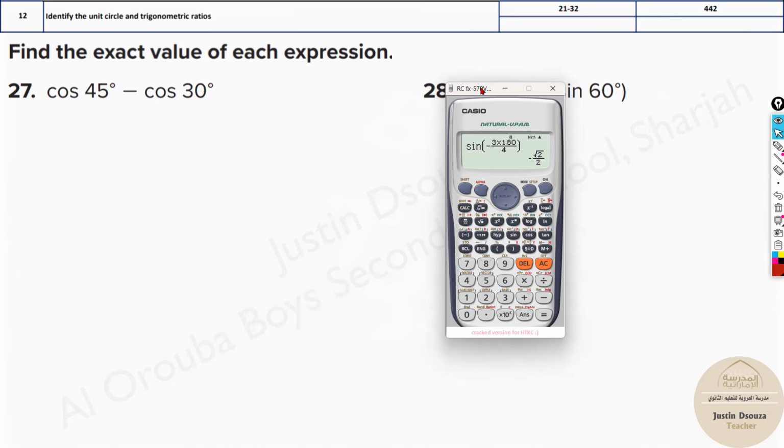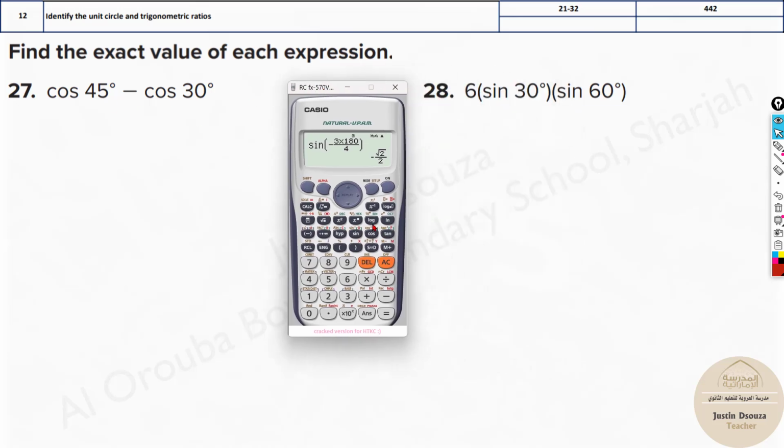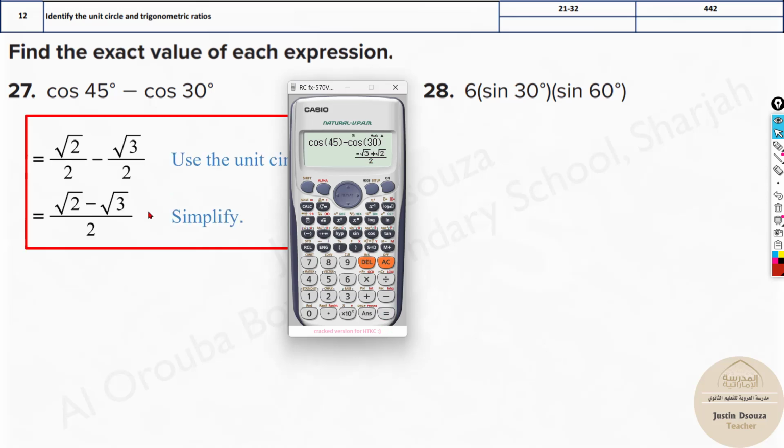Here, if you have to solve trigonometric expressions, that's also very simple. Write it out as it is, and cos 45 minus cos 30. You don't need to solve anything directly. They want the exact value. So close the bracket, and that is the answer.